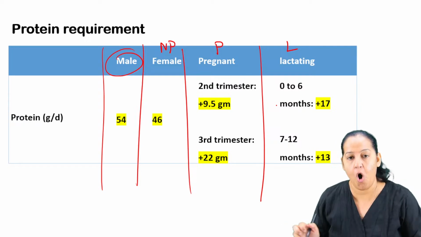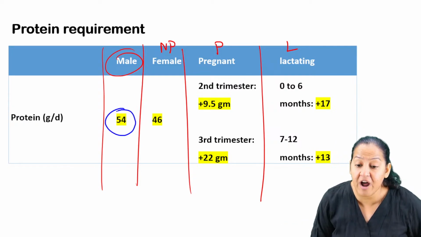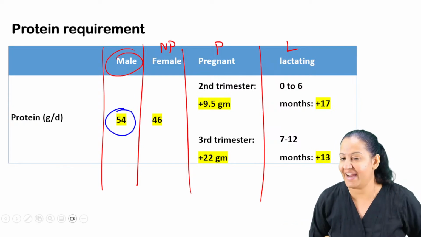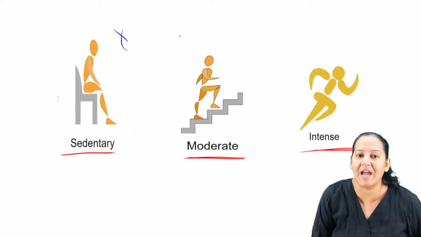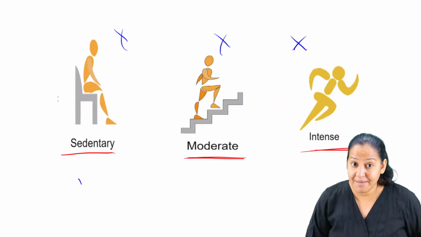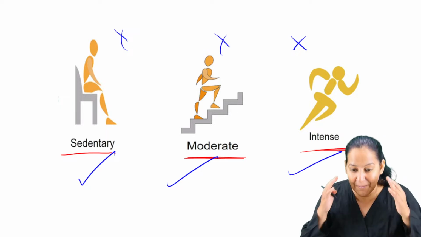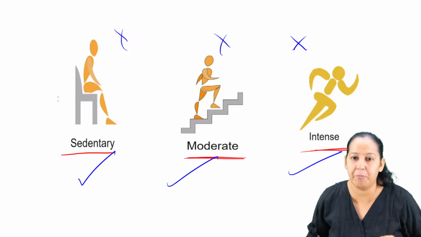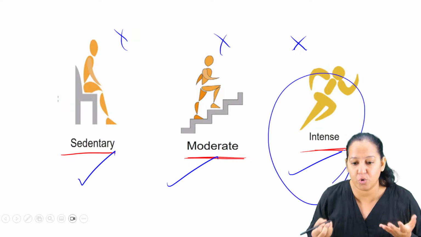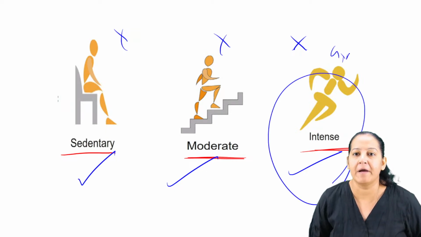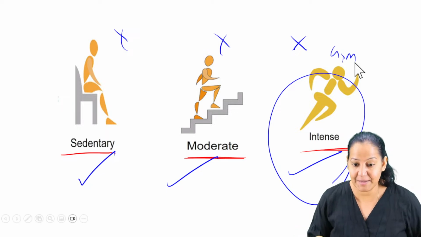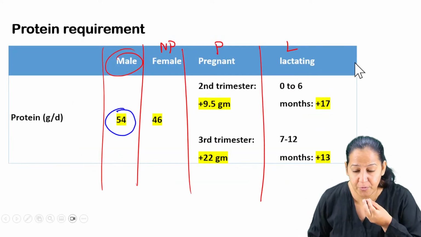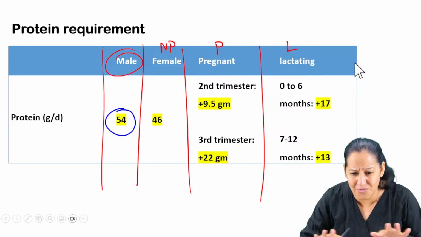All males require 54 gram protein in one day. It doesn't depend on the type of worker. There may be a sedentary worker, moderate worker, and it's a myth. You know, I have seen many teenage boys or school going boys, they do gymming. Gymming is very common nowadays. They think, ma'am, I go to the gym, that's why I eat additional protein. My gym trainer has told me. No, it's wrong.